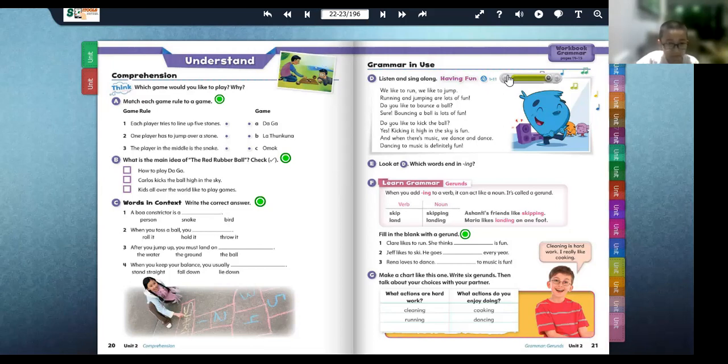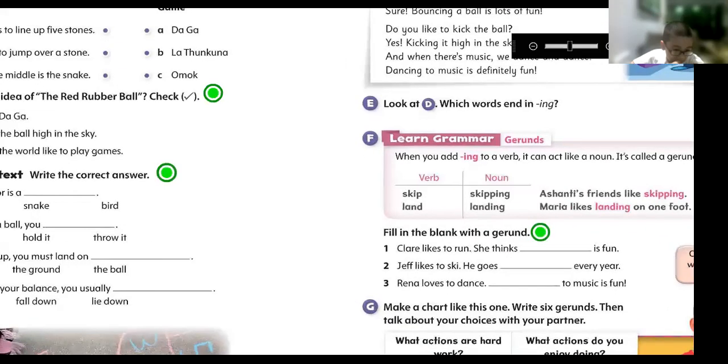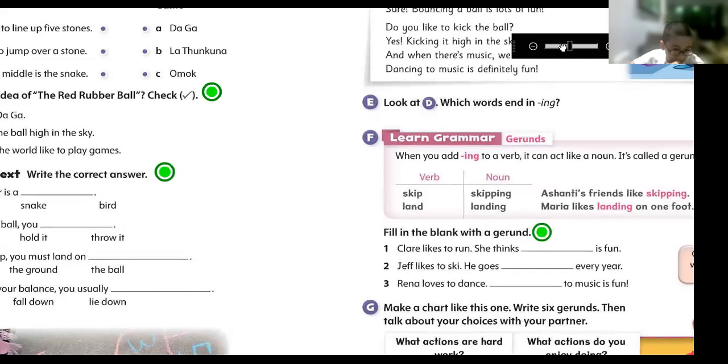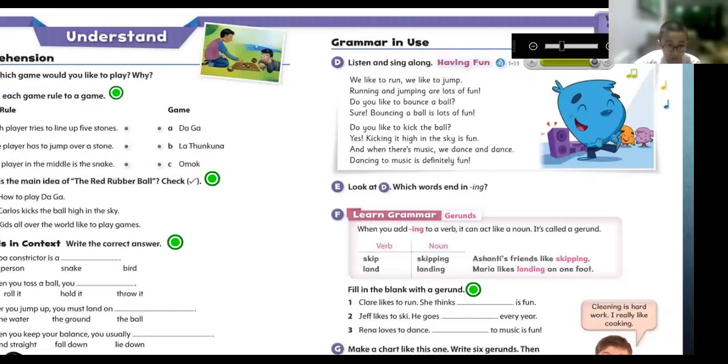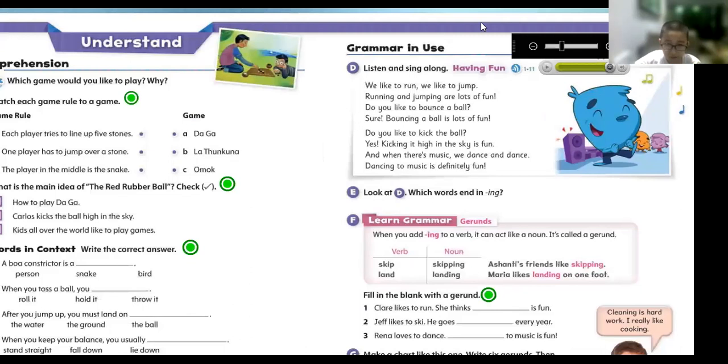So dancing, jumping, we have it here. Look at this one, Weebu. Let me just zoom it in. Oh, wait a minute. Okay. Oopsie, there. So we have it here. Look, we have the words running, jumping, bouncing, dancing, kicking, and dancing.